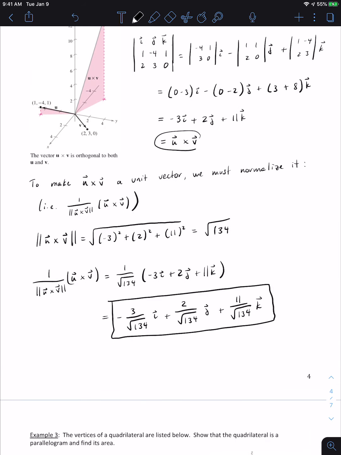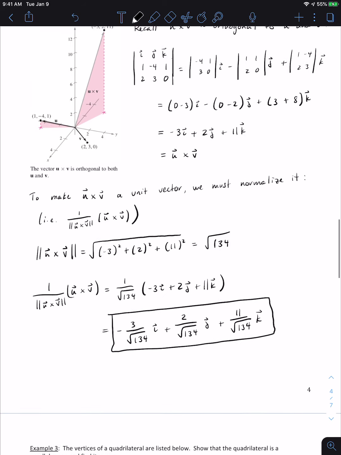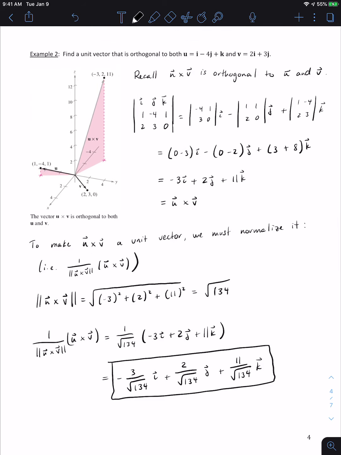and because it was the cross product normalized, it is orthogonal to both u and v.